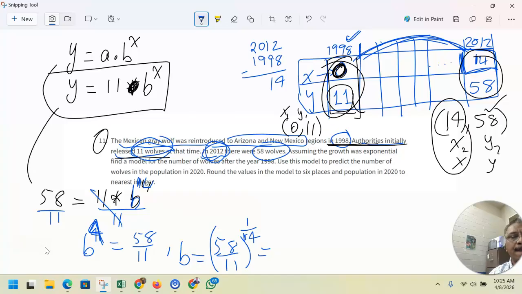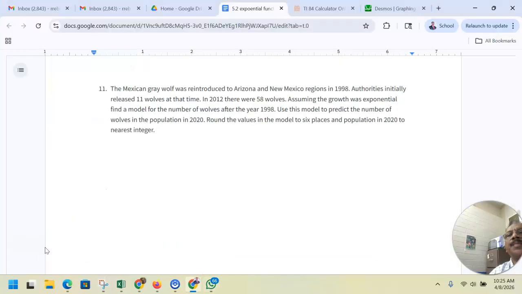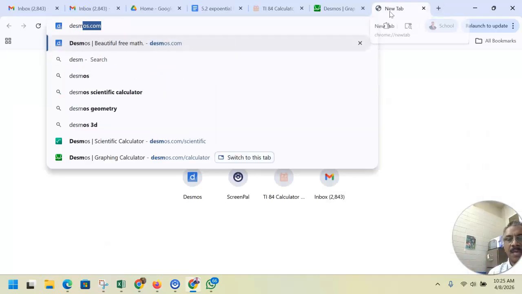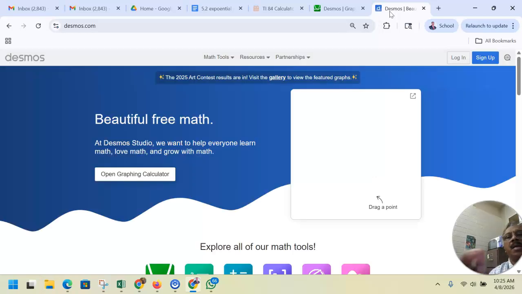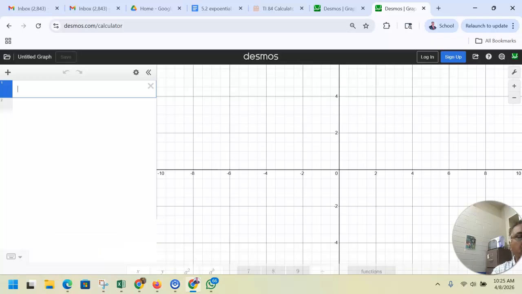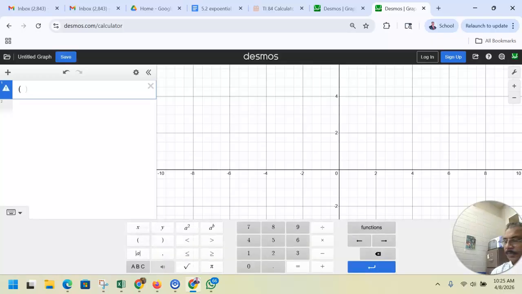If you want, we can use the Desmos calculator. Let me take a look at Desmos so that we understand Desmos.com also. Many of you do not have a TI-84, so you can use this calculator. Click on this, open parenthesis, and you have to have a fraction. You could do 58 divided by 11, close it, go up.